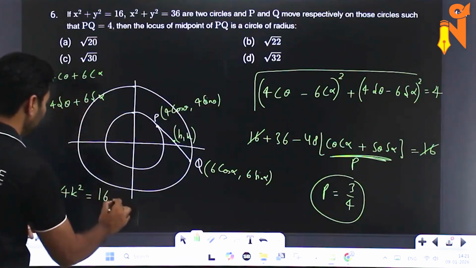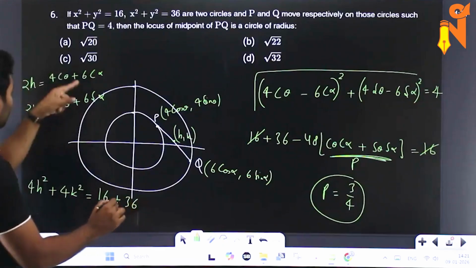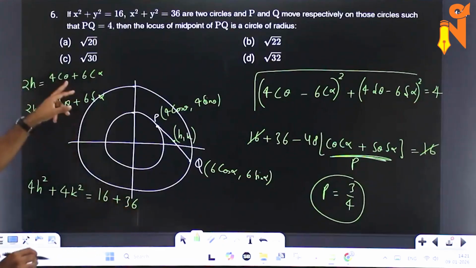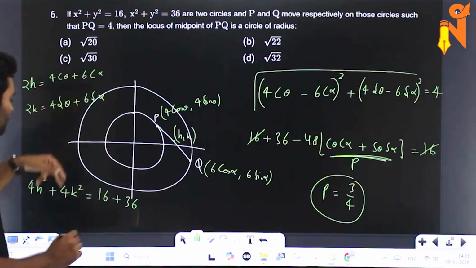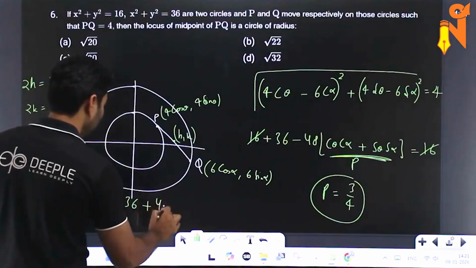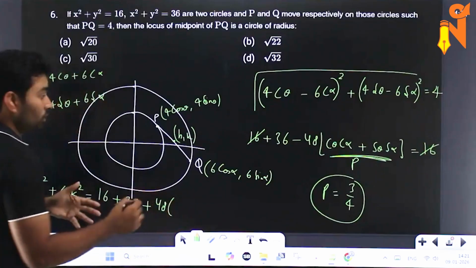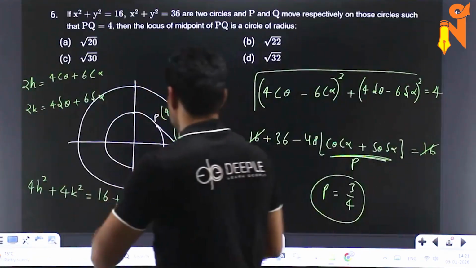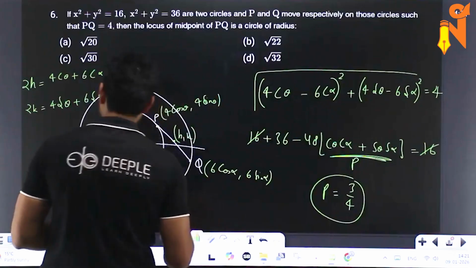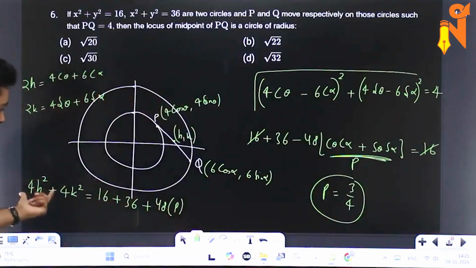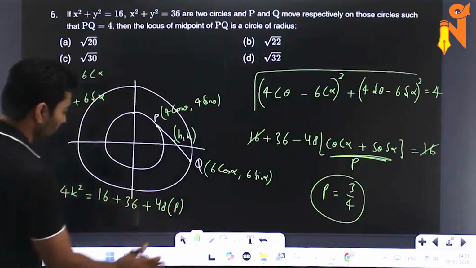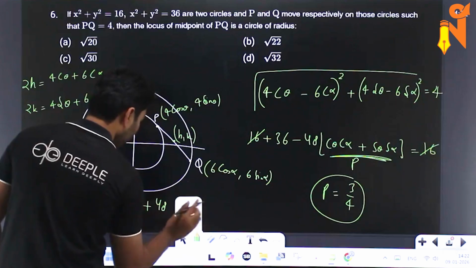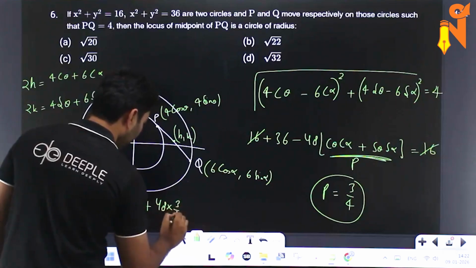So 16 plus 36 from here, then you will get cos theta cos alpha plus sin theta sin alpha, with 48 common here. So this is actually P. Same expression here. This is P, this is equal to this. So how much is P here? 3 by 4. Put here 3 by 4 into 3 by 4.